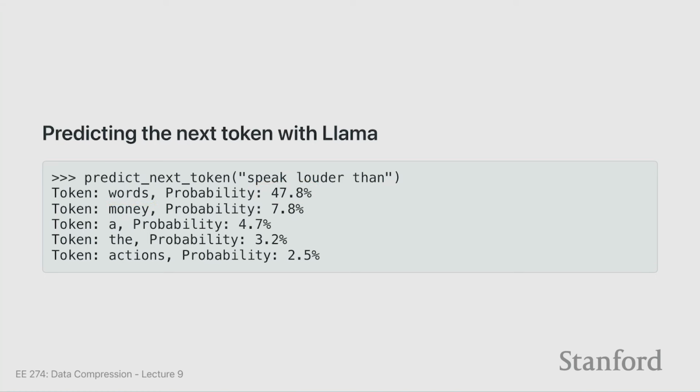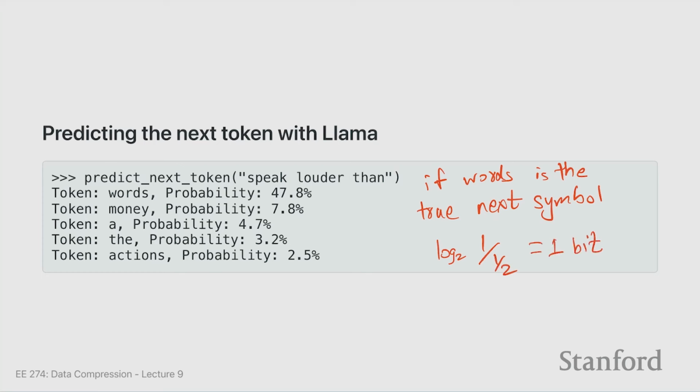So in this case, if words is the true next symbol, can somebody tell me how many bits would I pay to encode words with this model? Roughly how many bits would I pay? Yeah, I see 1, right? Why? Because log of 1 over 2, right? Half is roughly the probability here. This is 1 bit, right? So I'm at a point where given the past 3 words, I'm able to encode the next word, right? A word, if you just naively encode it, would be a lot of bits to encode. You are just able to encode it with 1 bit at this point.